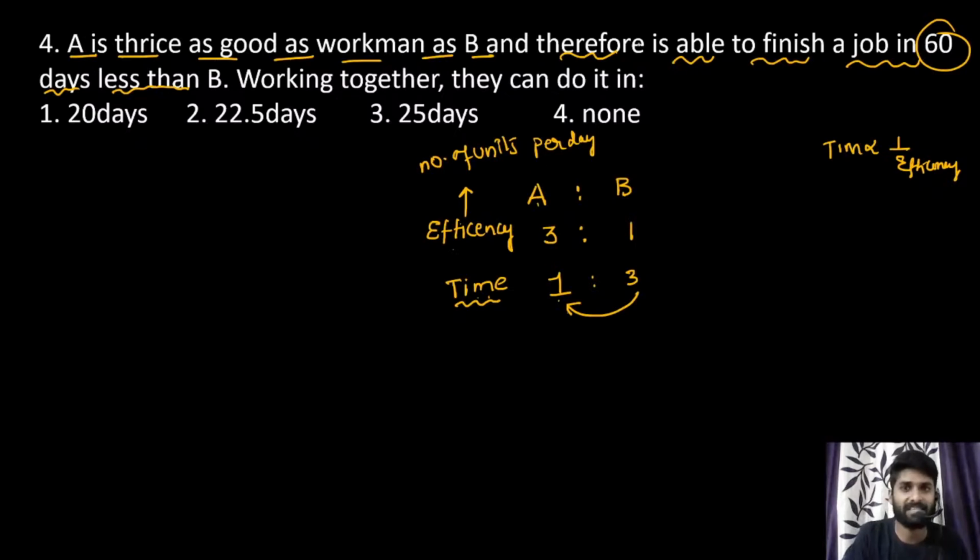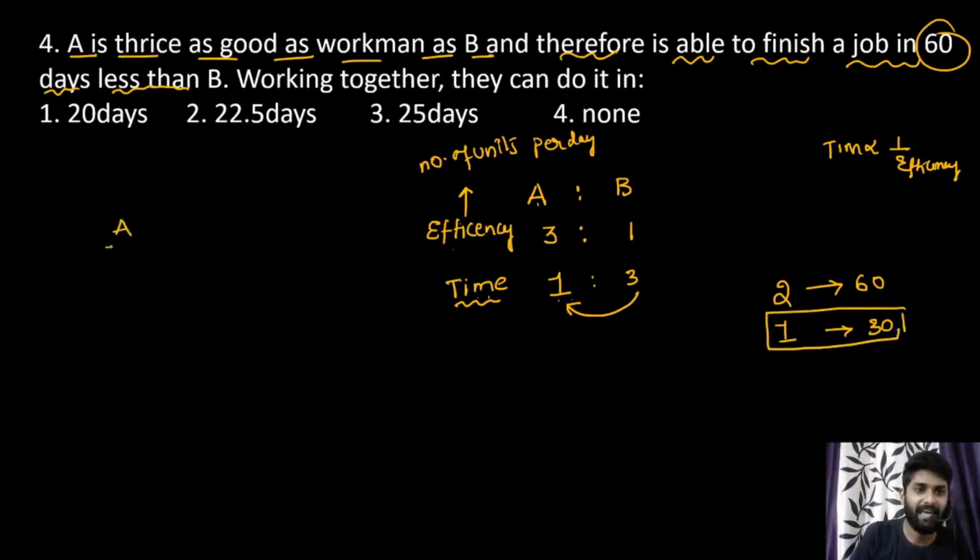What information did they mention? That A completed the job in 60 days less than B. So from A to B, there is a difference of 2 units, guys. If 2 units is equal to 60, each unit is exactly equal to 30 days. It means A can complete the work in 30 days, and B can complete the work in 3 units, which is 90 days, guys.